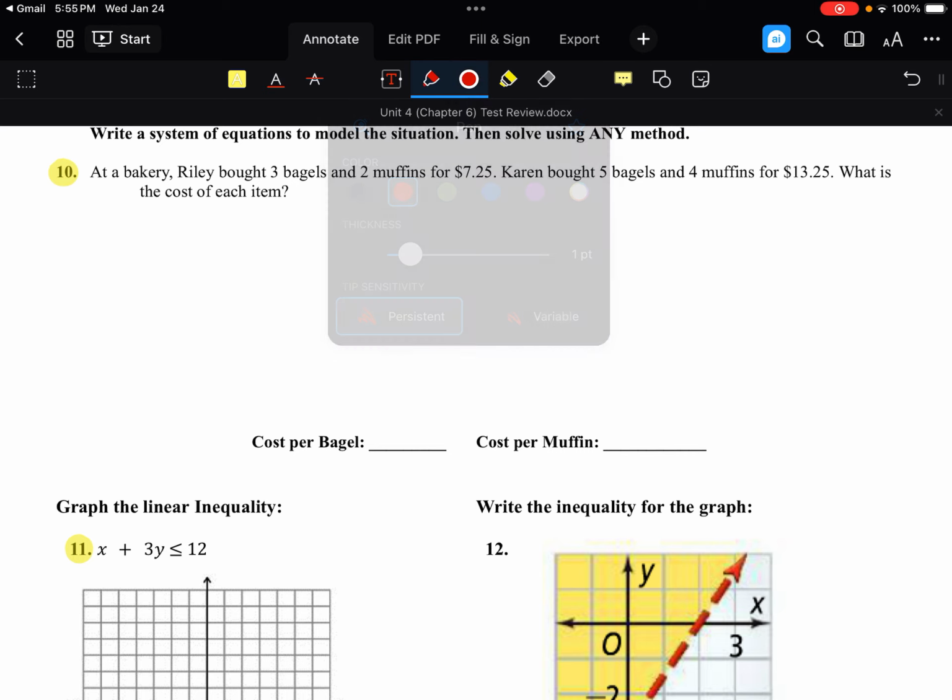So in this case, we're looking at writing an equation. We're going to write one equation for what Riley bought, and then we're going to end up writing one for what Karen bought.